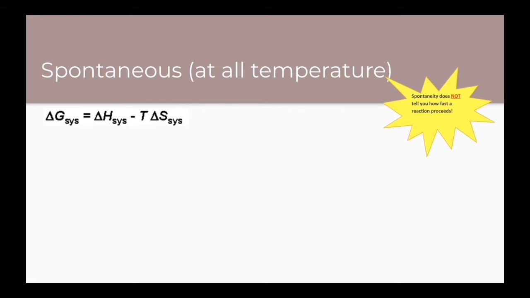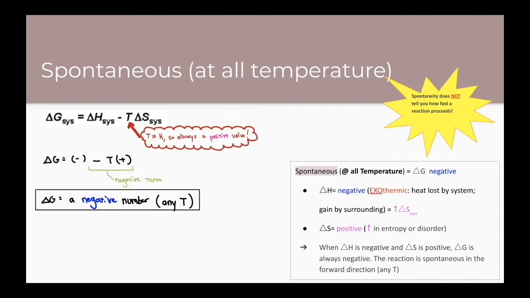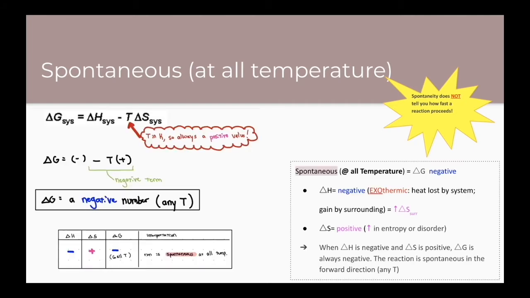And there are 4 cases to this. The first 2 are very simple. The first case is where the sign of ΔH is negative and the sign of ΔS is positive.